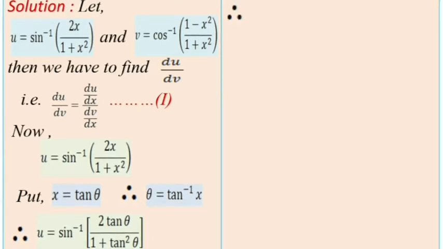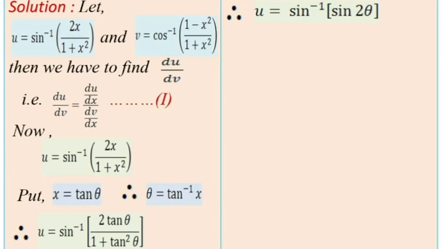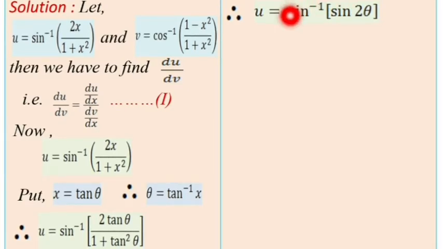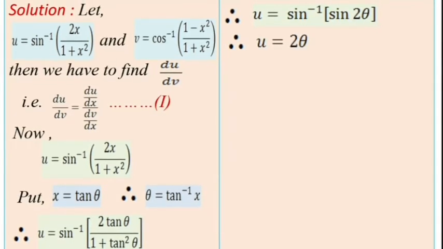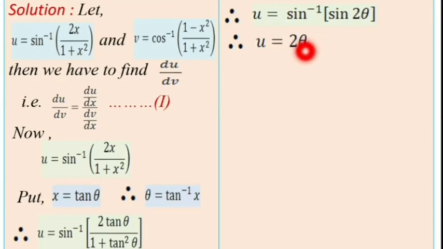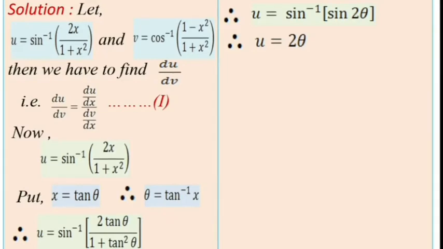Again only simplifying, u equals sine inverse of, in brackets, we know the formula 2 tan theta upon 1 plus tan square theta, that is sine of 2 theta. Here again sine inverse and sine cancel, only 2 theta remains, and that is our simplest form. Now substitute the value of theta by this formula, theta equal to tan inverse of x.